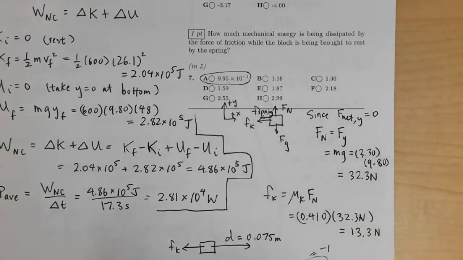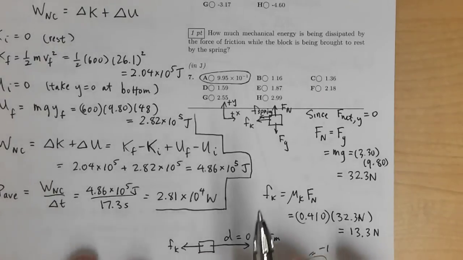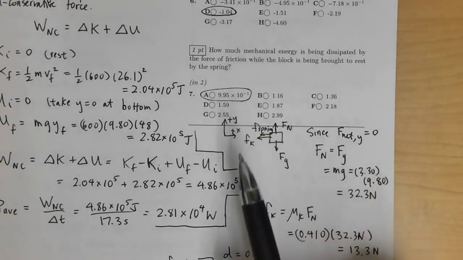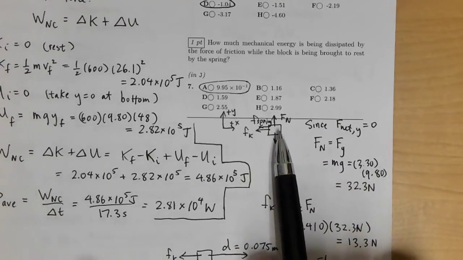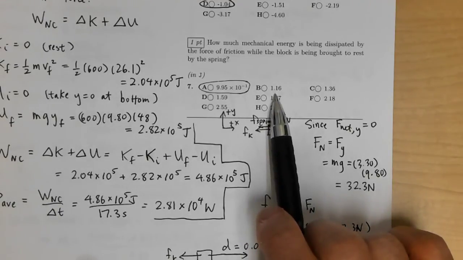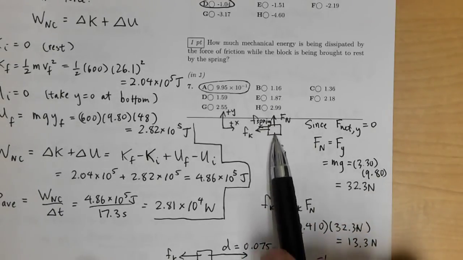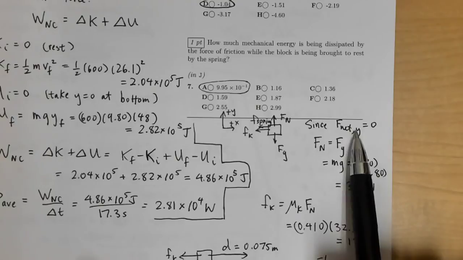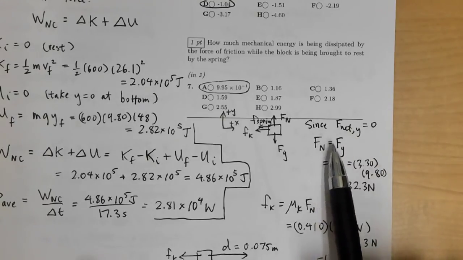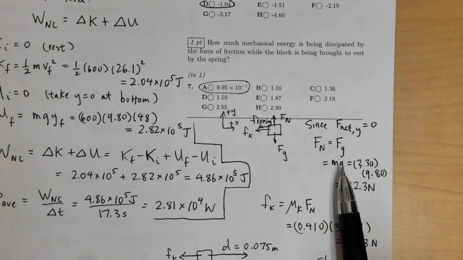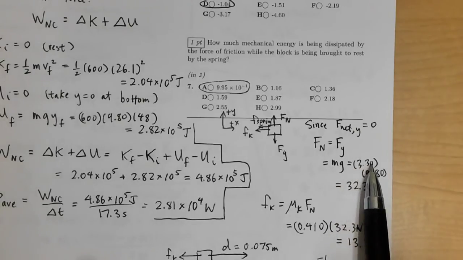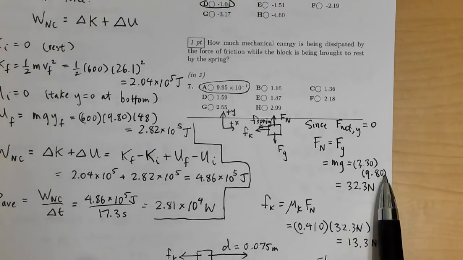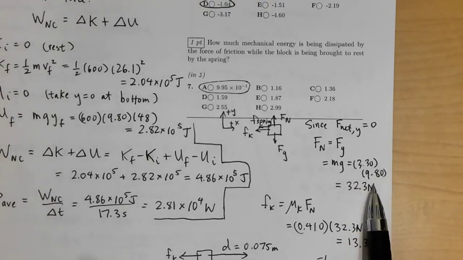If you want, as a secondary exercise, you can try to use the work energy principle. I'll talk about that after we cover this solution. Okay, so we have the normal force going up. We have gravity going down. They must cancel each other because those are the only vertical forces, and there's no acceleration in the vertical direction. F net y is equal to 0, so the normal force equals Fg. Okay, so that's m times g. 3.30 is the mass, and g is 9.80, so we get 32.3 newtons.